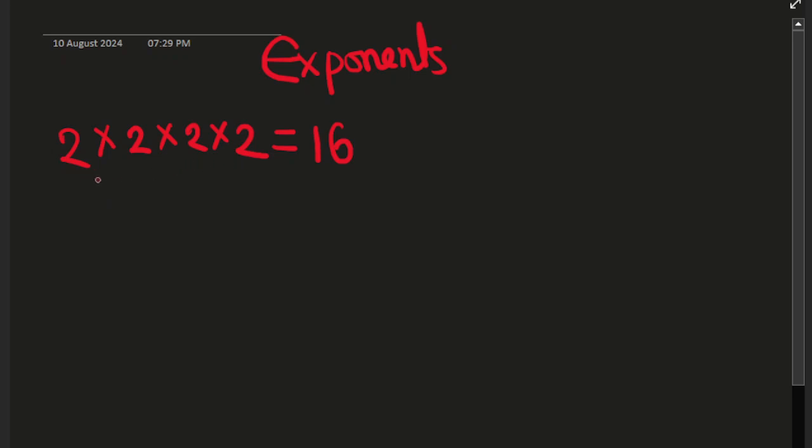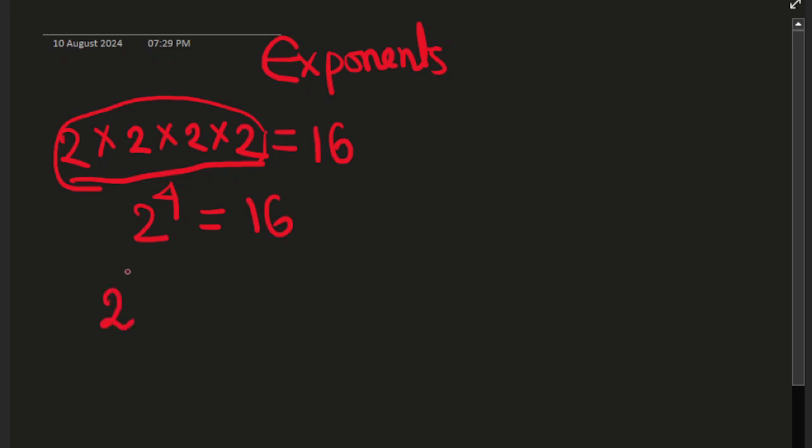How? See, this 4 times 2, I can write it as 2 to the power of 4. 2 to the power of 4 is 16. This 4 times multiplication of 2 can be written as 2 to the power of 4. Similarly, 100 times 2 multiplication can be written as 2 to the power of 100. Very easy.